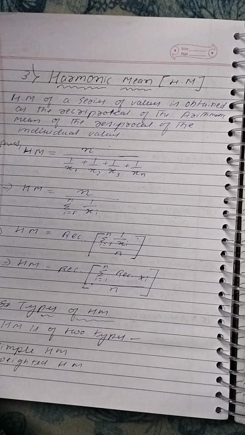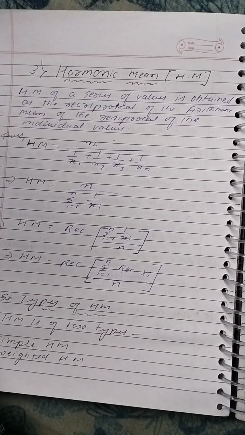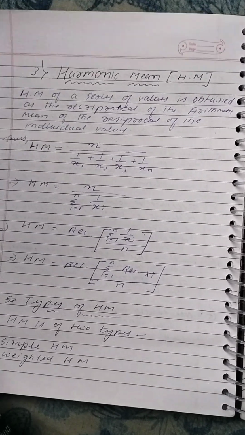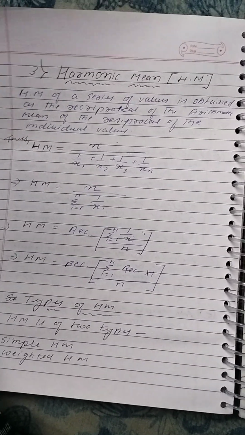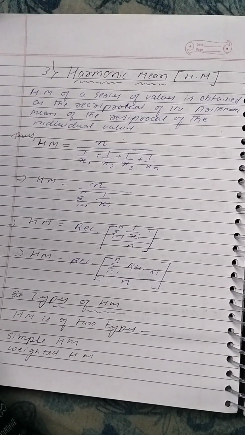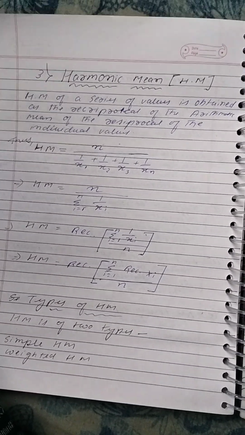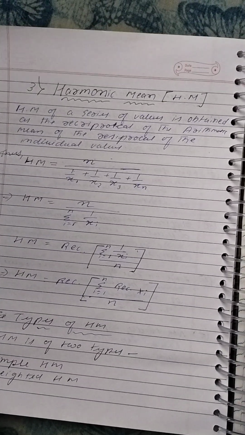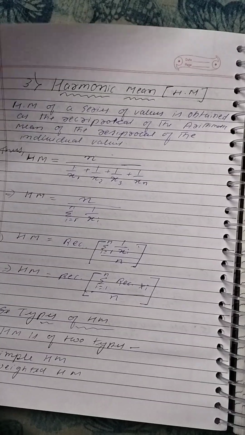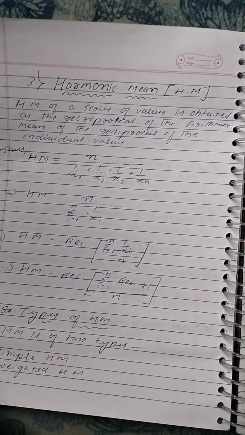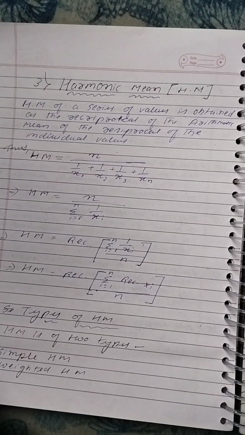What we have studied in the arithmetic mean is x1 plus x2 plus x3 plus xn, whatever the n number, and then we divide it by the n number of observations. So this is the formula of arithmetic mean. But in the harmonic mean, the individual observation is reciprocated.